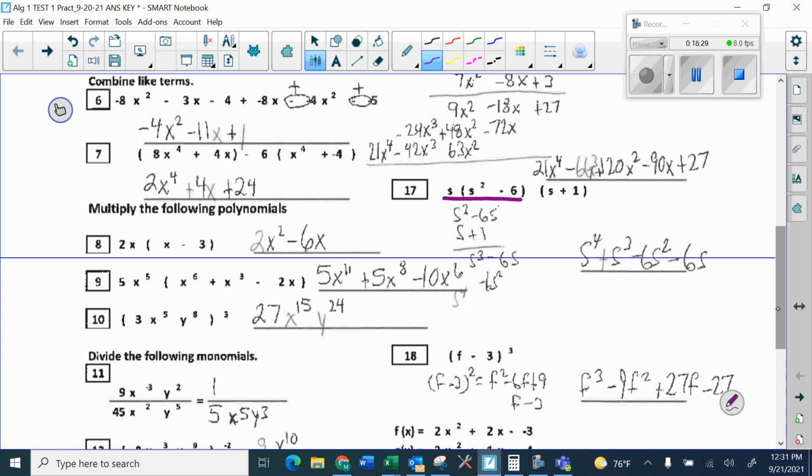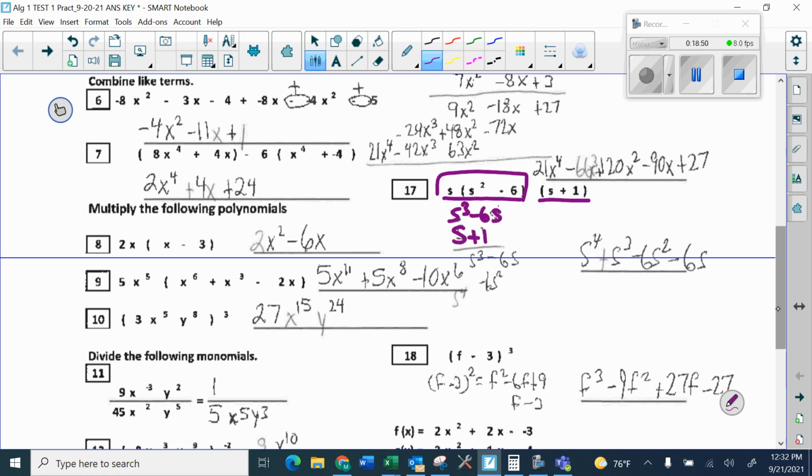So I multiply those together, and that gives me s cubed minus 6s. And then I've multiplied by the last one, s plus 1. You can never multiply all three together at the same time. Two at a time only. Multiply two, get that answer, and then that one times that one.